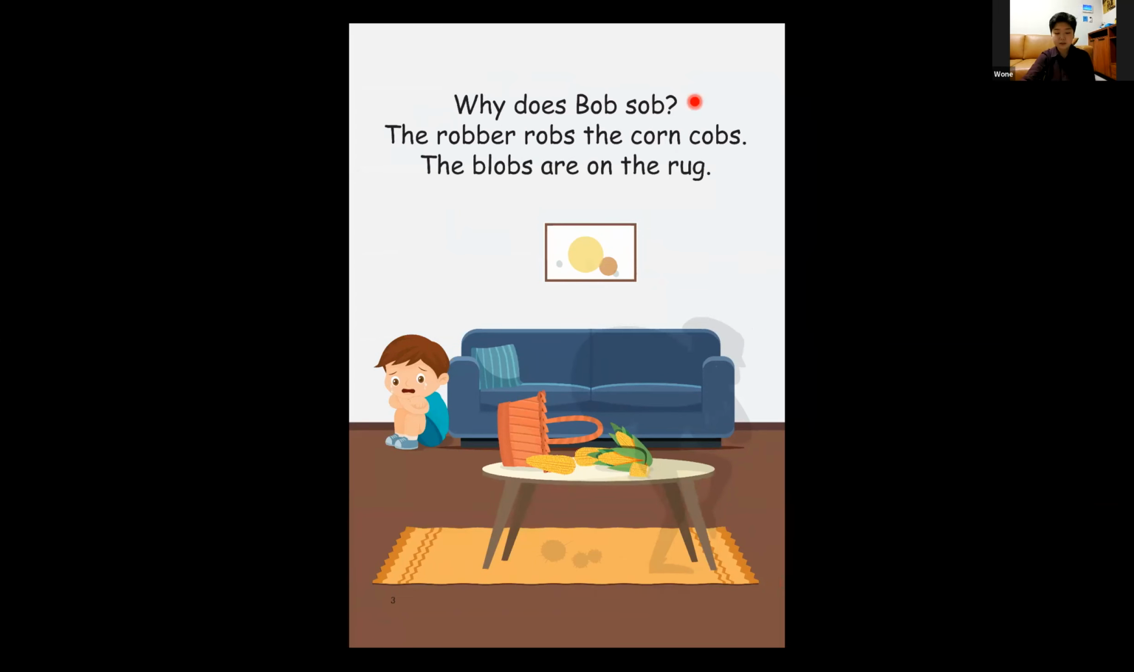And let's read. Why does Bob sob? The robber robs the corn cobs. The blobs are on the rug. One more time. Why does Bob sob? The robber robs the corn cobs. The blobs are on the rug.